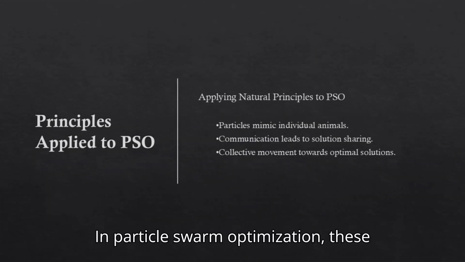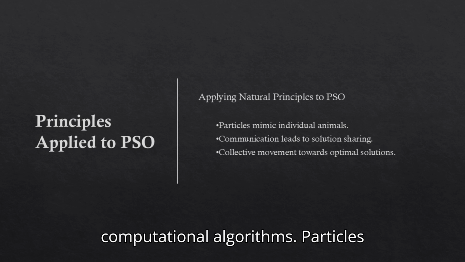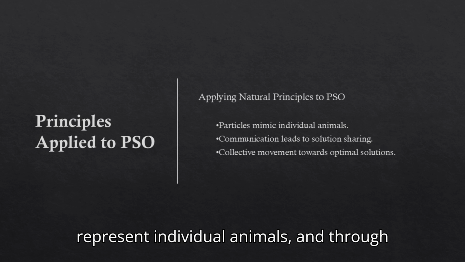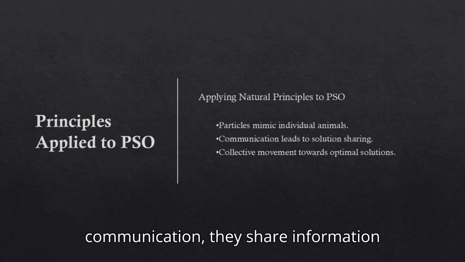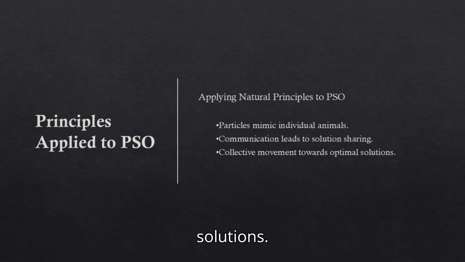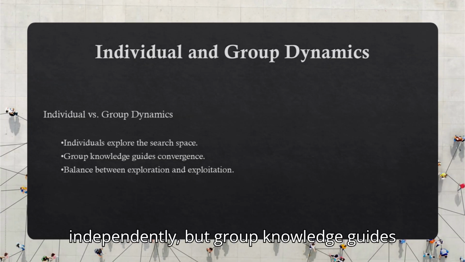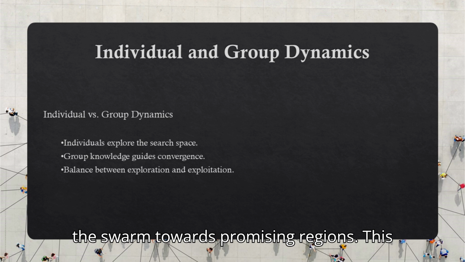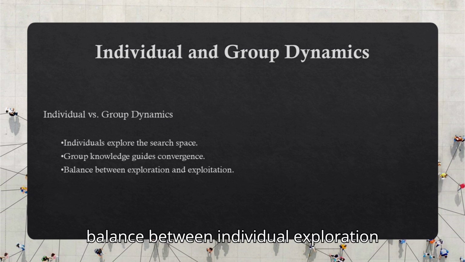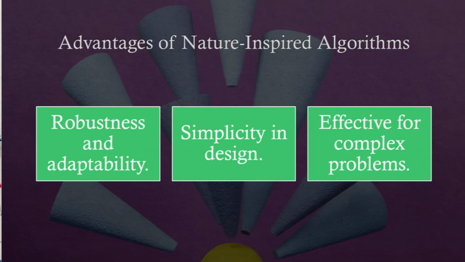In particle swarm optimization, these natural principles are applied to computational algorithms. Particles represent individual animals, and through communication, they share information about potential solutions. This leads to a collective movement towards optimal solutions. Each particle explores the search space independently, but group knowledge guides the swarm towards promising regions. This balance between individual exploration and group exploitation is key to the effectiveness of PSO.